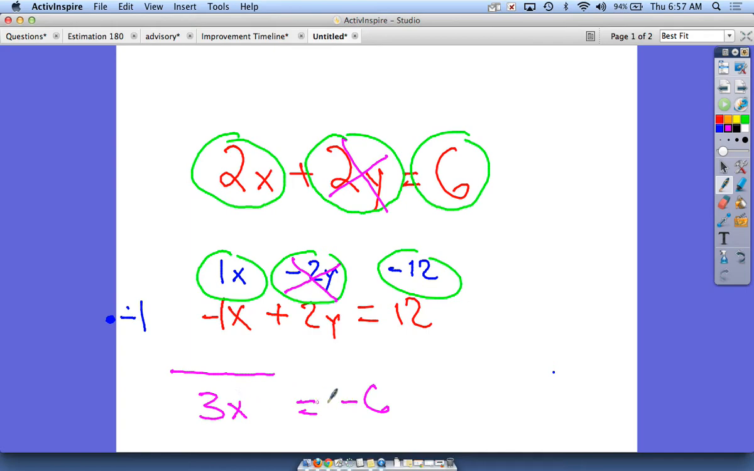So now I should be able to just look at this and see what x is. Well, 3 times negative 2 is negative 6. So x is going to be negative 2.